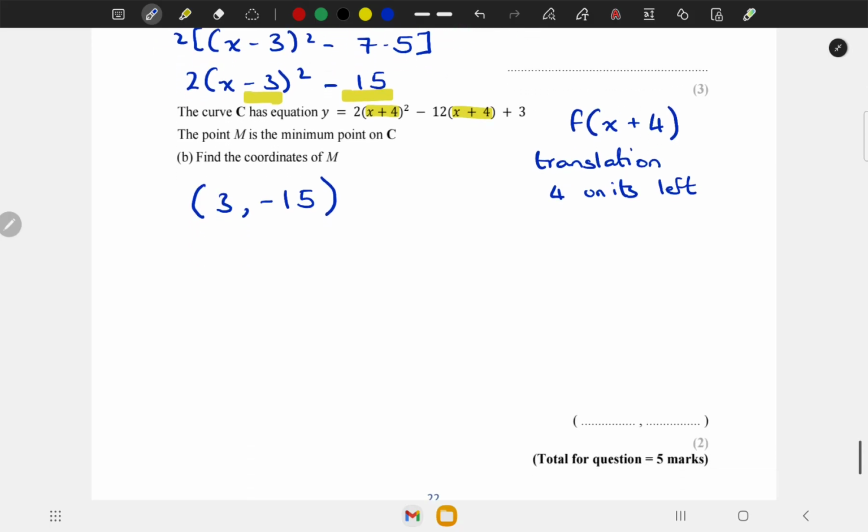Now I am going to translate it 4 units to the left. It is affecting the x coordinate. This is moved 4 units to the left. So I'm going to be doing 3 minus 4, which gives me negative 1. Negative 15 remains the way it is. And that there is our solution, negative 1, negative 15.